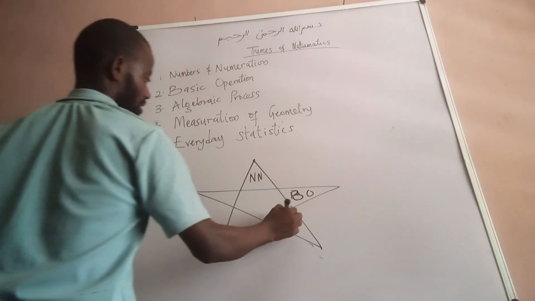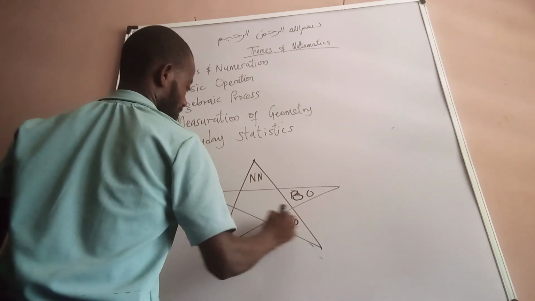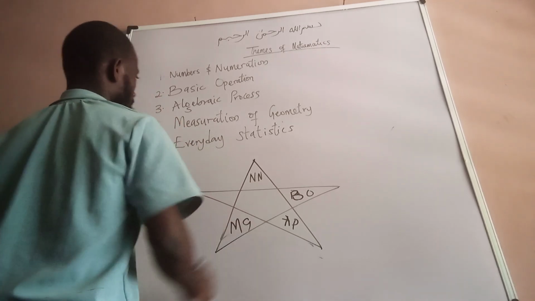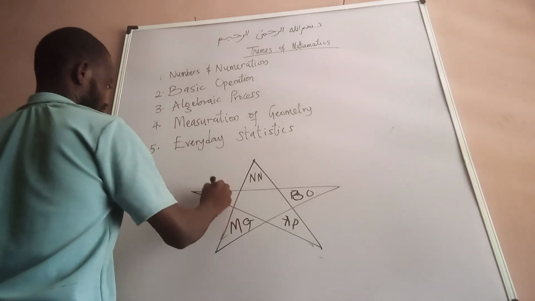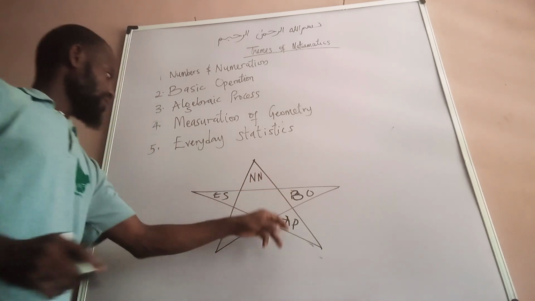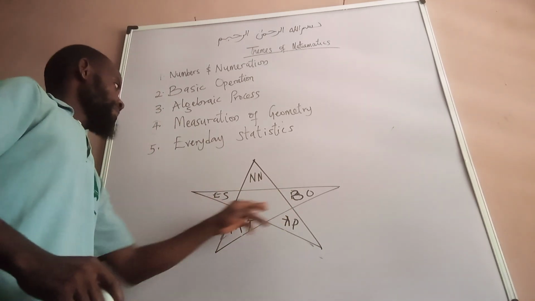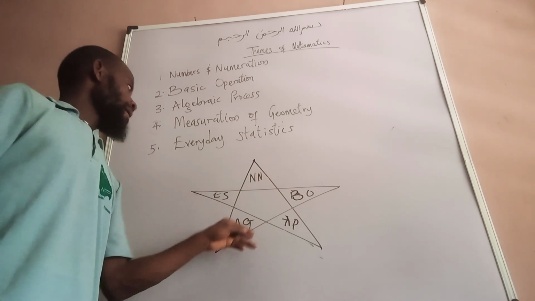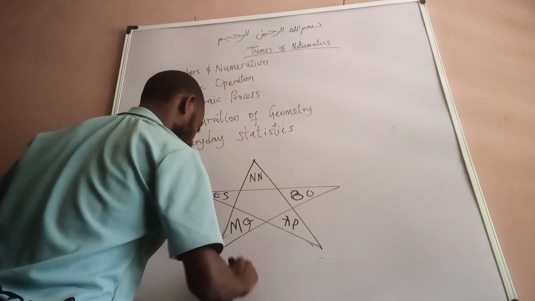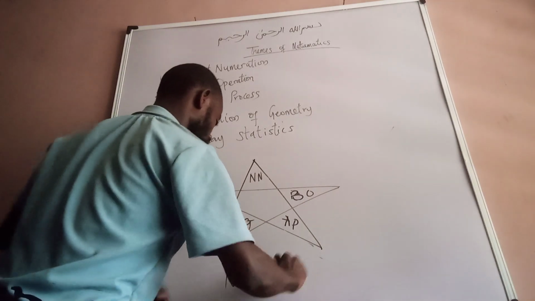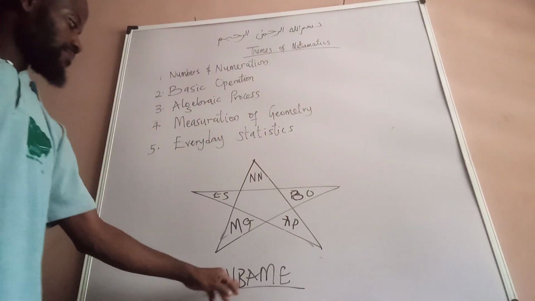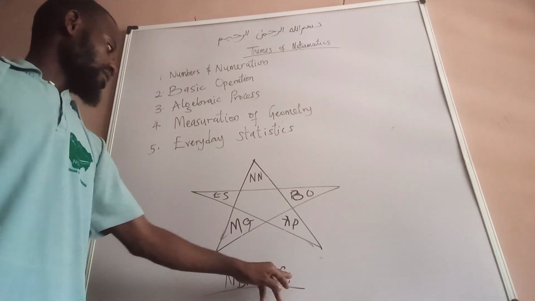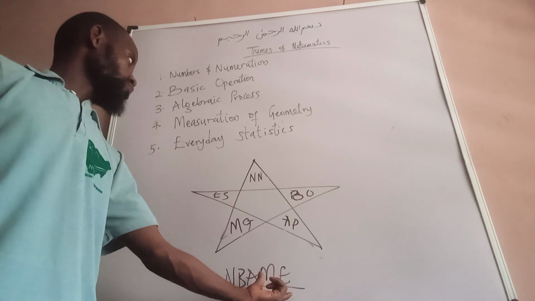N-B-A-M-E. Mbame. If you are an Igbo guy, Mbam. So we have this: M-B-A-M-E. Numbers and numerals, basic operations, algebraic processes, measurement of geometry, and statistics. So this is a code for you to decode.